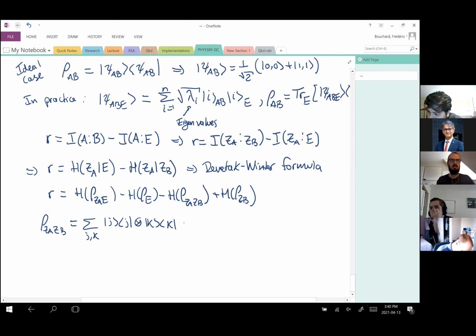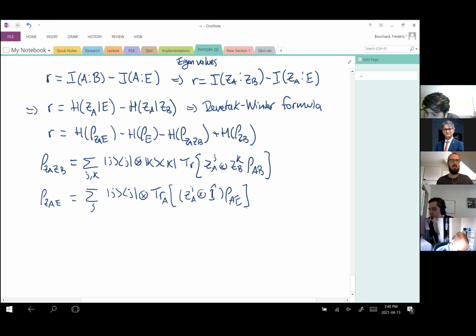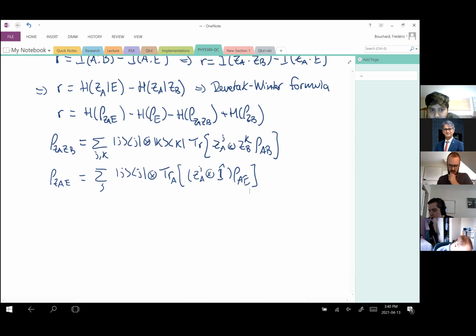So what you get in the end will look something like this: the trace of ZA^j, ZB^k, rho AB. Then rho ZAE, that's another one we'll need to calculate. This is given by the partial trace over A of ZA^j tensor identity, rho AE. Okay, so I think that's everything.